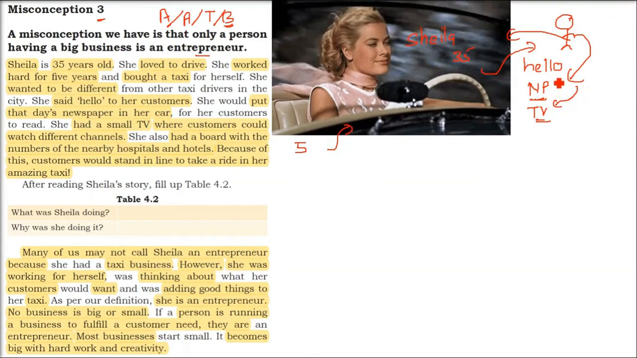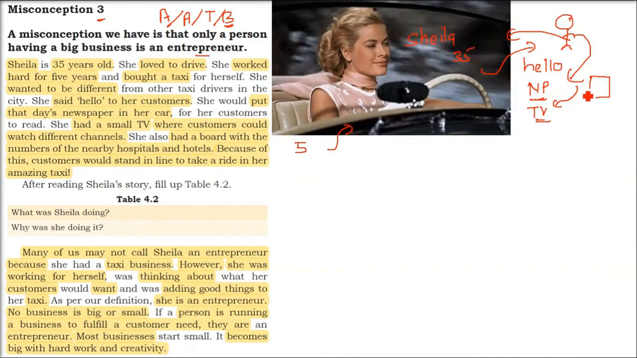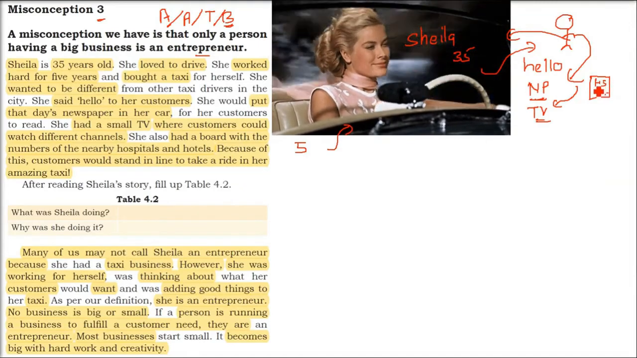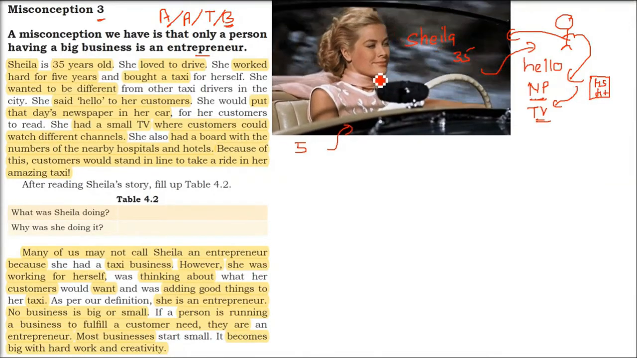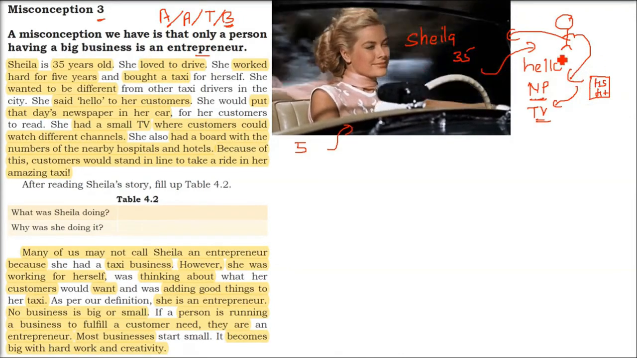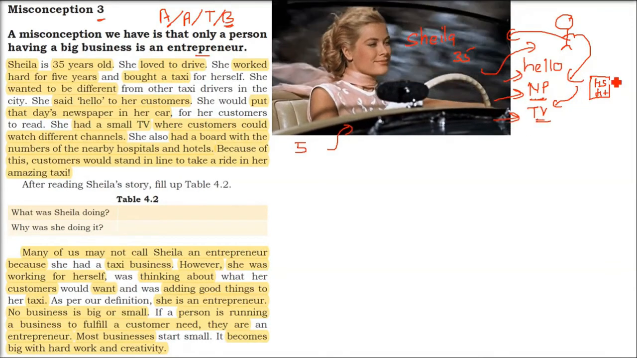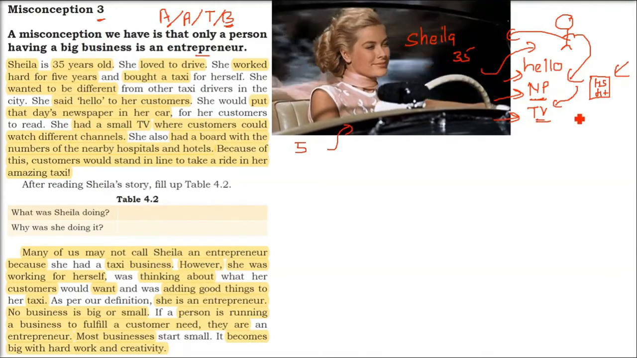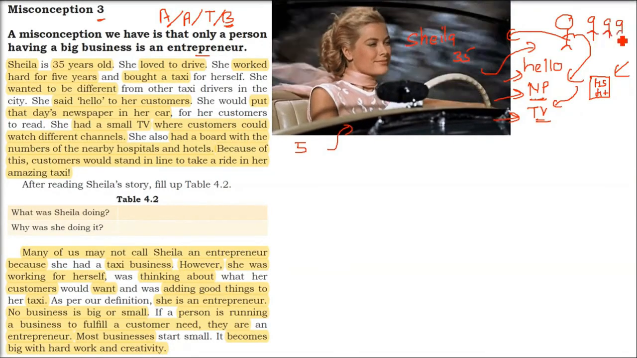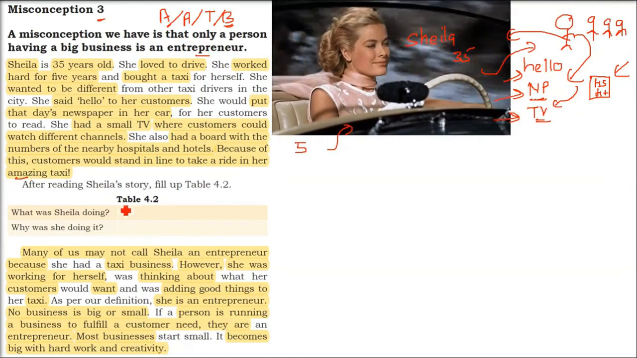Now the customer, if he or she is on a long ride, can watch television. And also, she put up a board having the numbers of hospitals and hotels, because people would often require them. Because of all this that she did differently, the customers were loving this kind of ride, this kind of taxi, because of the newspaper, television, board, and she is very friendly. She is greeting them well. So there was a line. People used to stand in a queue because they wanted this amazing taxi ride.